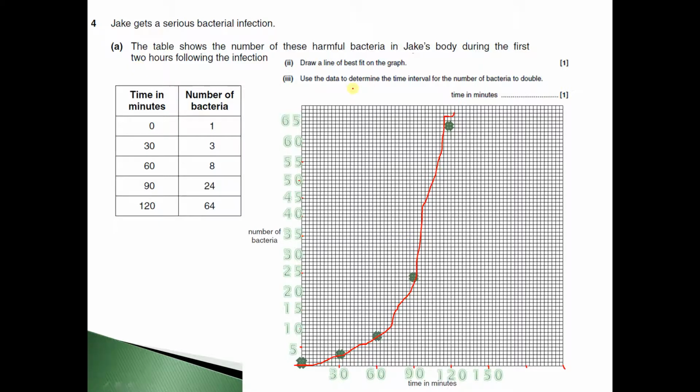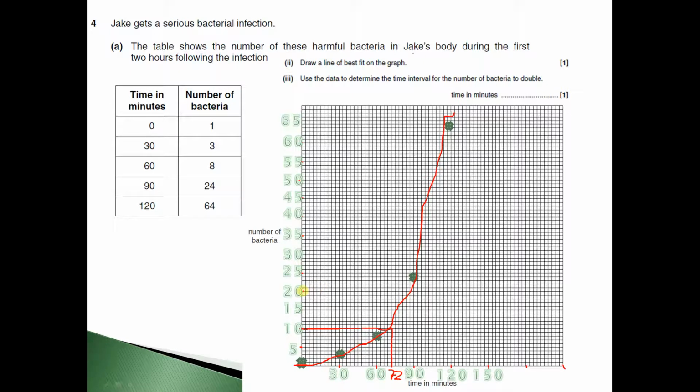Finally, use the data to determine a time interval for the number of bacteria to double. That's quite a hard question. However, what we can do is the following. We can pick a number of bacteria, here 10, and see the amount of time it takes to have 10 bacteria, which I work out to be about 60, 63, 66, 69, 72 minutes. Okay, 72 minutes. How long would it take to double?